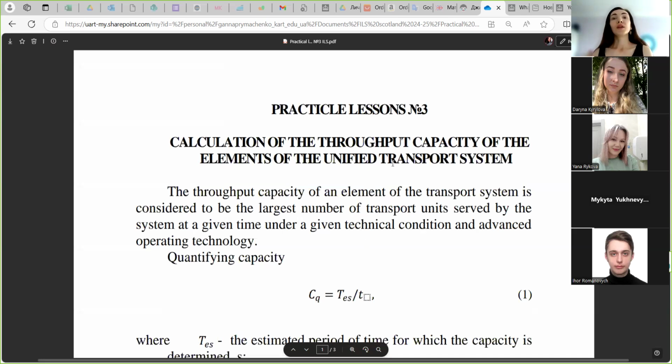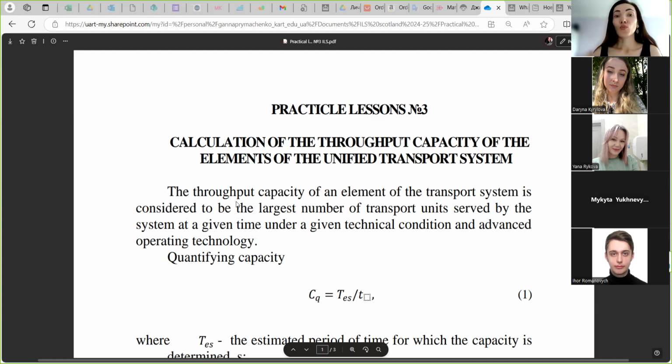So, practical lesson number 3, the topic of our lesson is about calculation of the throughput capacity of the elements of the unified transport systems. We will do it for car transport and show what it means in the main positions.